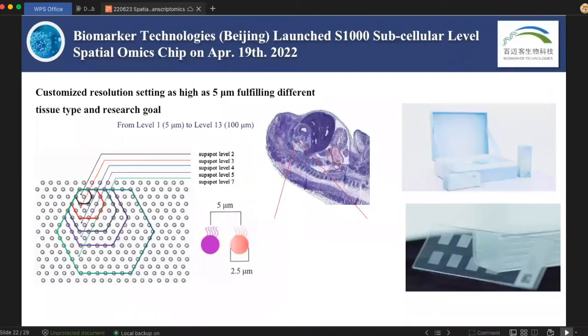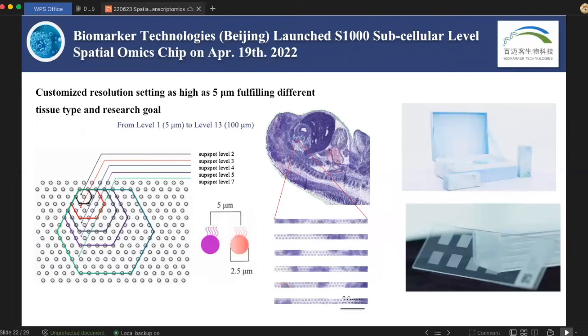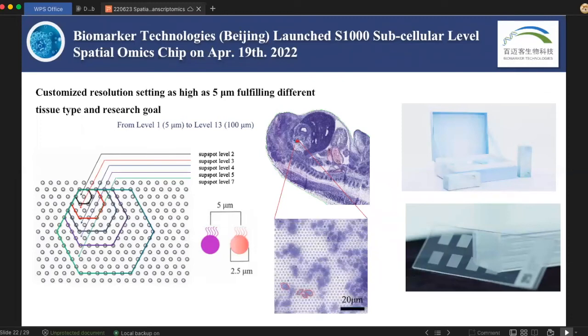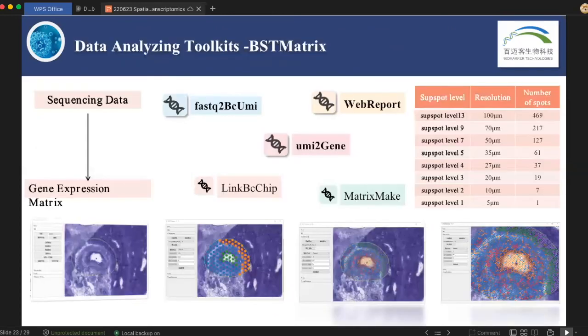So here I would like to introduce that at BMKGENE in Beijing, we launched the S1000 subcellular level spatial omics chip, and it was just released 2 months ago in April. So here what we achieved is a resolution as high as 10 micrometers, or even 5 micrometers. And what else we can do? So here is an image from our R&D project.